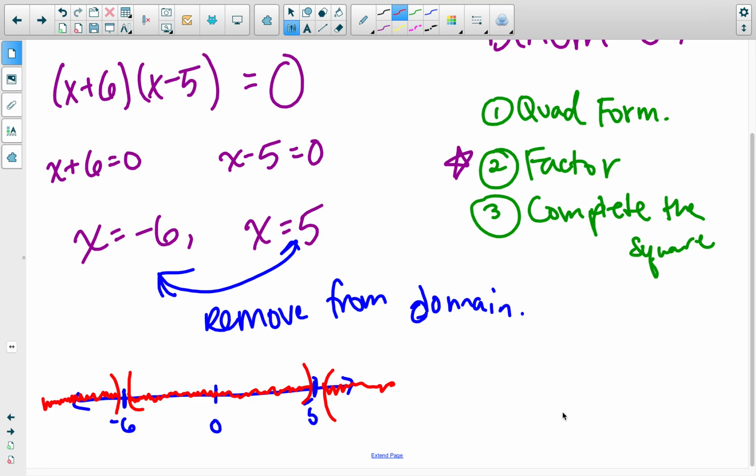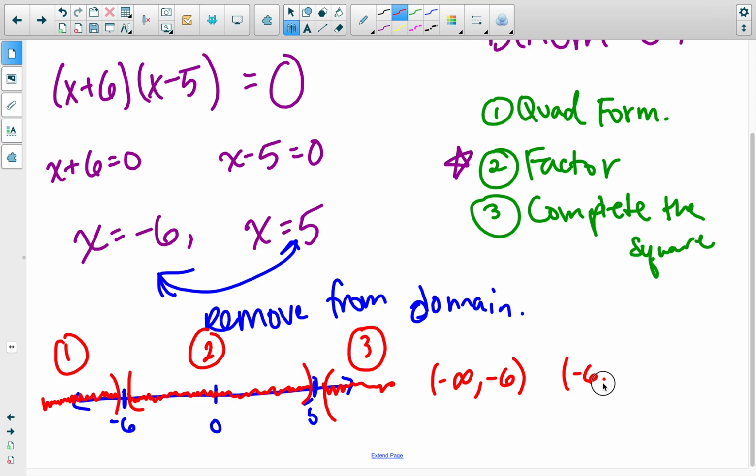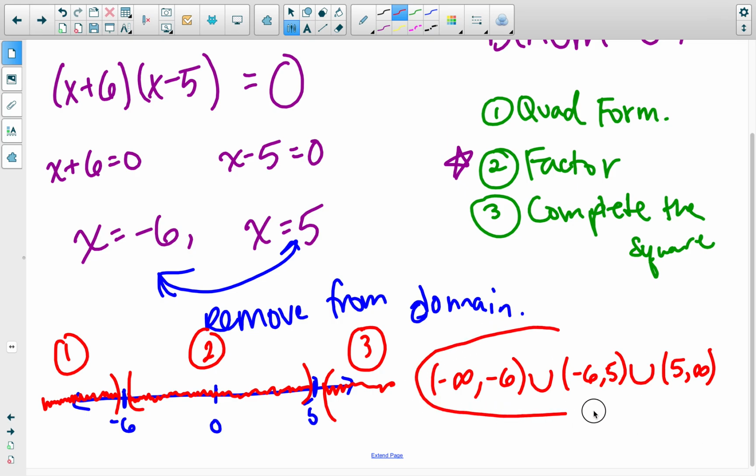So we can represent this in interval notation. This region 1, 2, and 3 are going to be 3 different intervals that we want to connect using union symbols. That first region is negative infinity up to negative 6. We want to use parentheses because negative 6 is not included. We want to include the region between negative 6 and 5, parentheses again because those numbers are not included. And then we want to go from 5 up to infinity. And we need to put union symbols in between in order to be in proper interval notation. So this is our domain.